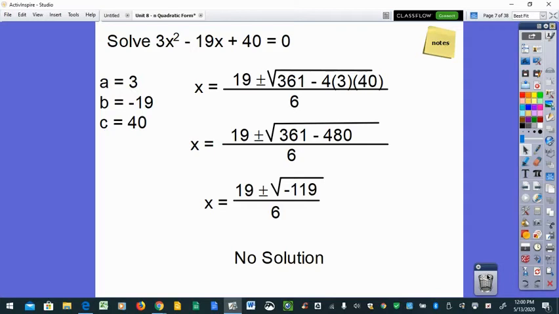So there's one of the special cases. Remember that we can either get two answers, no answer, or one answer. To get the one answer where the parabola is vertexed on the x-axis, only 1 point, this right here would have to be 0. So there's 3 possibilities that can happen.